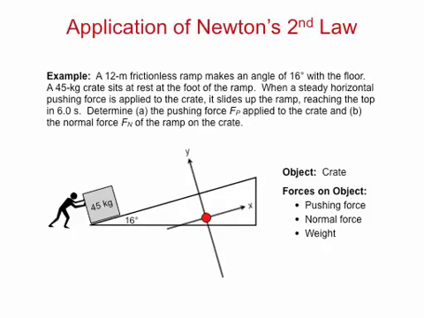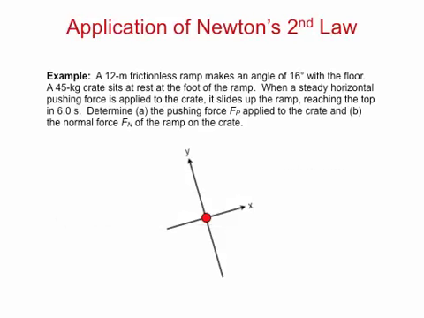Next, we draw in and label the force vectors, with tails on the dot representing the object. First, there's the horizontal pushing force. Then the normal force, which, by our choice of coordinate axes, points along the y-axis, and finally the object's weight, which points straight down. The last step is to draw in and label the net force vector slightly off to the side.